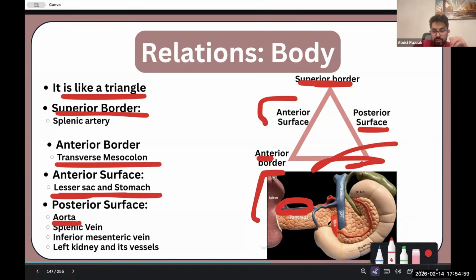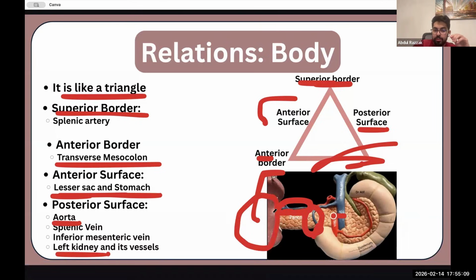We also have the inferior mesenteric vein, which is this one here, okay, this is the inferior mesenteric vein, and we have the left kidney and its vessels. The left kidney is going to be somewhere here, so you need to imagine vessels coming in and out from the kidney and passing at the posterior surface of the body of the pancreas. The last part of the pancreas is the tail. There's nothing to know about the tail, it's just there.